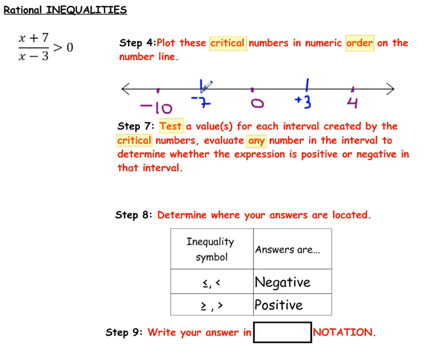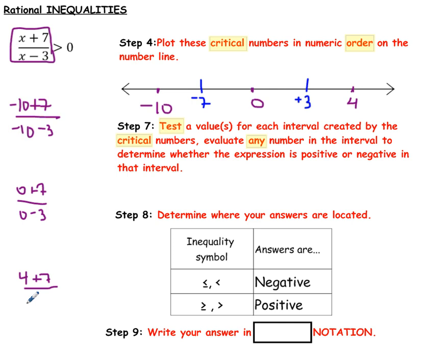Now, I'm going to test my values. That means I'm going to take this right here, I'm going to type it in the calculator, and I'm going to do it 3 times. One time with -10 plus 7 over -10 minus 3. I'm going to do it with 0 plus 7 divided by 0 minus 3, and then I'm going to do it with 4 plus 7 over 4, excuse me, that would be minus 3.